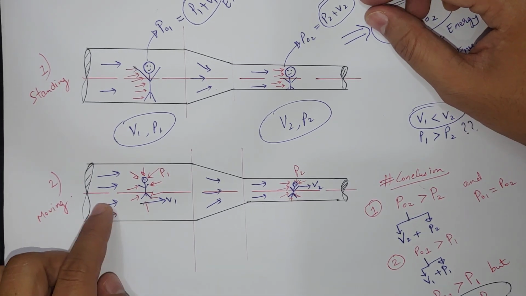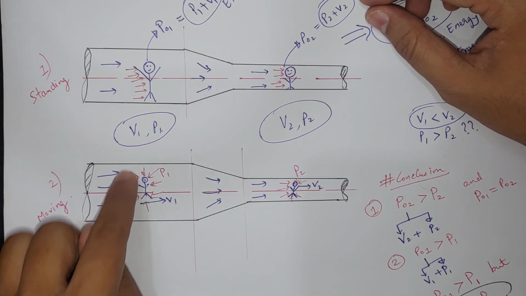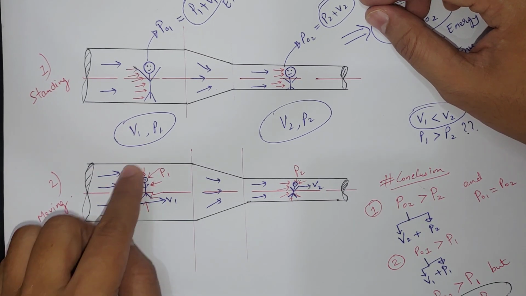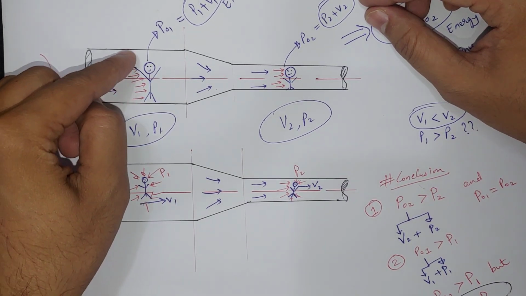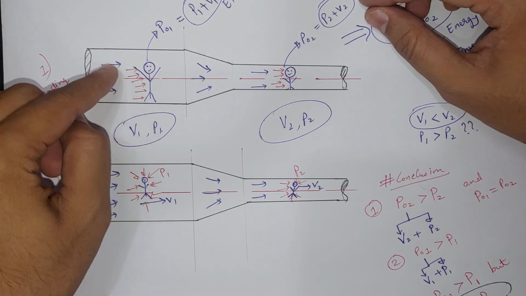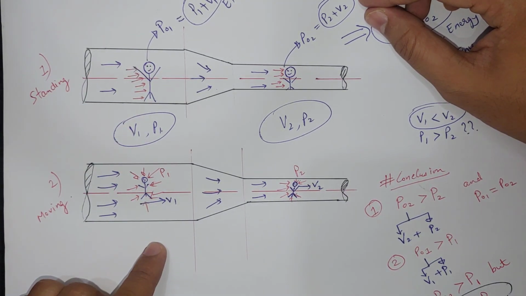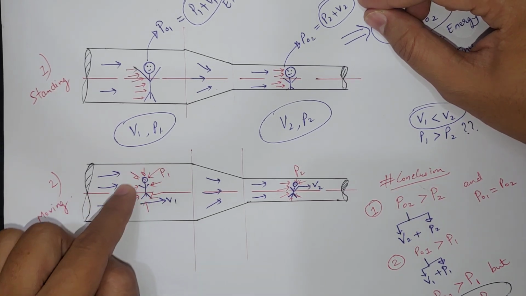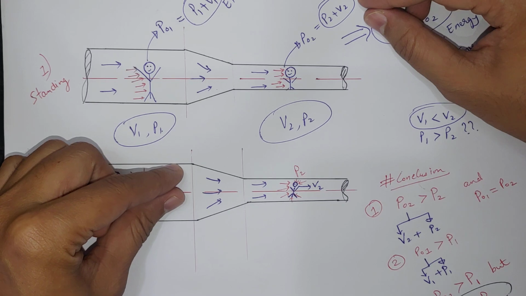Now let us consider that you are moving with the fluid with the velocity V1 in this section. So you will be feeling pressure P1 from all the sides, and in the other scenario you will be feeling the pressure from all the side due to P1 plus the velocity of impact from this side. Now in this cross section you will be feeling pressure P1 because you are also moving with the velocity of the fluid, which is V1.